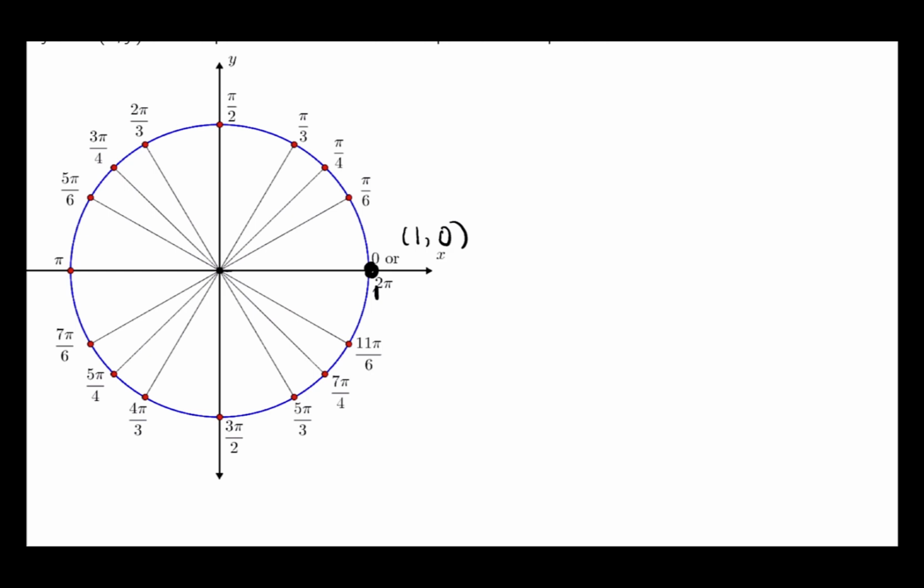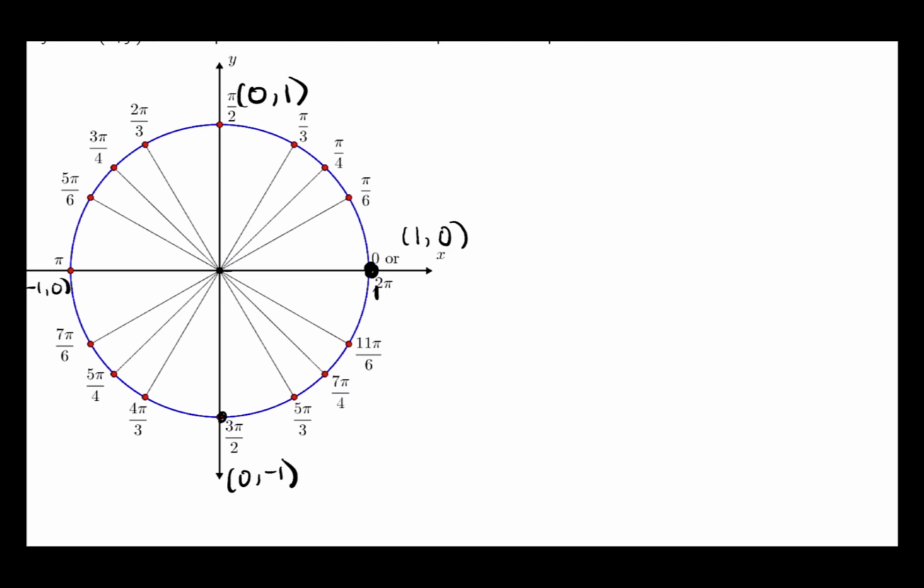Similarly, to get to pi, I must go back 1 and up none. So my coordinate is going to be -1, 0. To get to the angle pi halves on the unit circle, I'm going to go over none, but I'm going to go up 1, which gives me a coordinate of 0, 1. And to get down to 3 pi over 2, I need to go over none and down 1, so that's going to be 0, -1. And just like that, we already have the coordinates of 4 points on our unit circle.